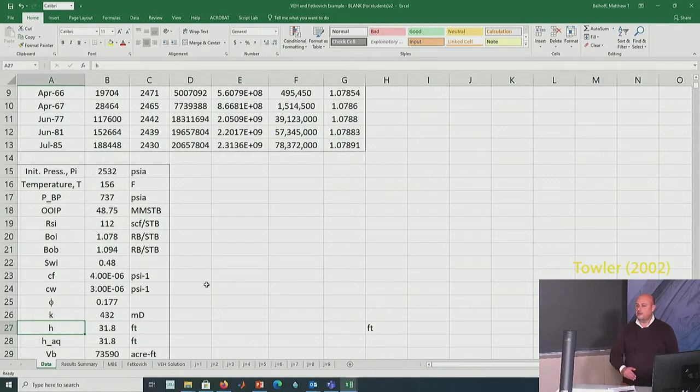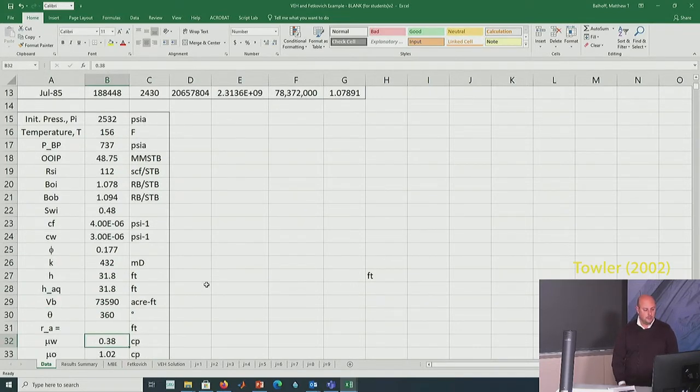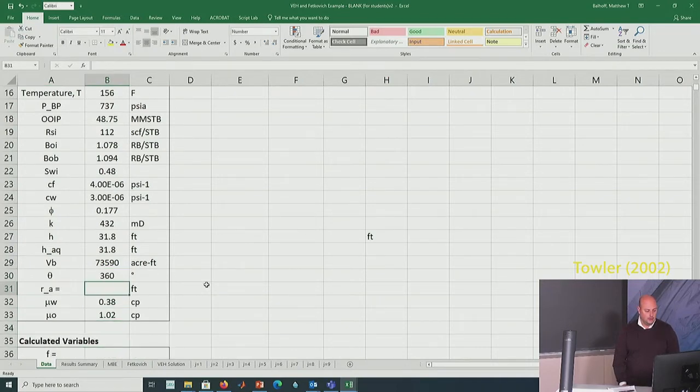We don't have a great idea of what the thickness of the aquifer is. So for now, we're just going to assume that it's the same as the reservoir. We don't have any reason to think otherwise at this point. The volume of the reservoir is given in acre feet, 73,590. The angle is 360 degrees. That means that there's no sealing faults or anything, so it's a completely radial reservoir. RA is unknown, at least for now. And the water and oil viscosity are given.